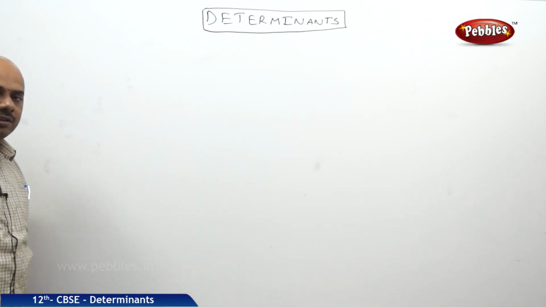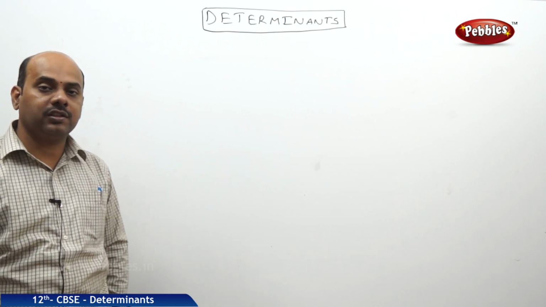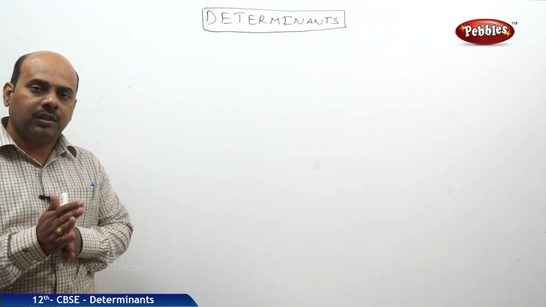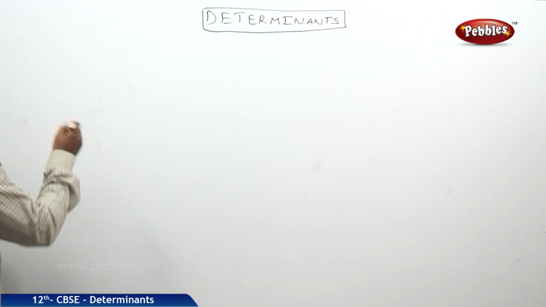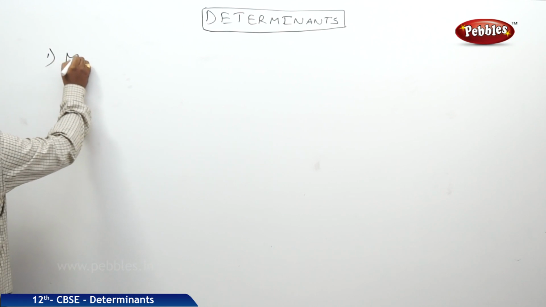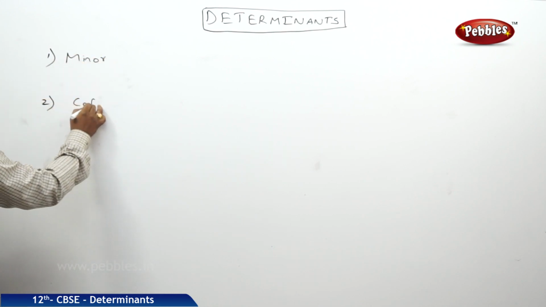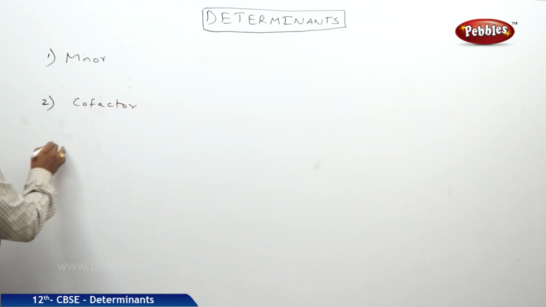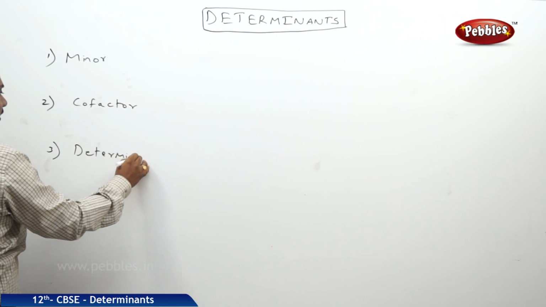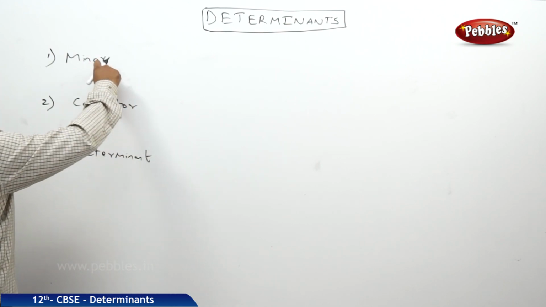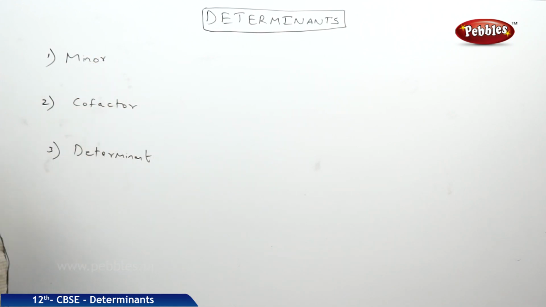Good morning friends. In today's class we are going to start a new topic called determinants, which is a link for our previous chapter, matrices. Before starting determinants, I would like to give an introduction of a few concepts: one is minor, the second one is cofactor, and the third one is the determinant of a matrix. That means minor of a matrix, cofactor of a matrix, and determinant of a matrix.